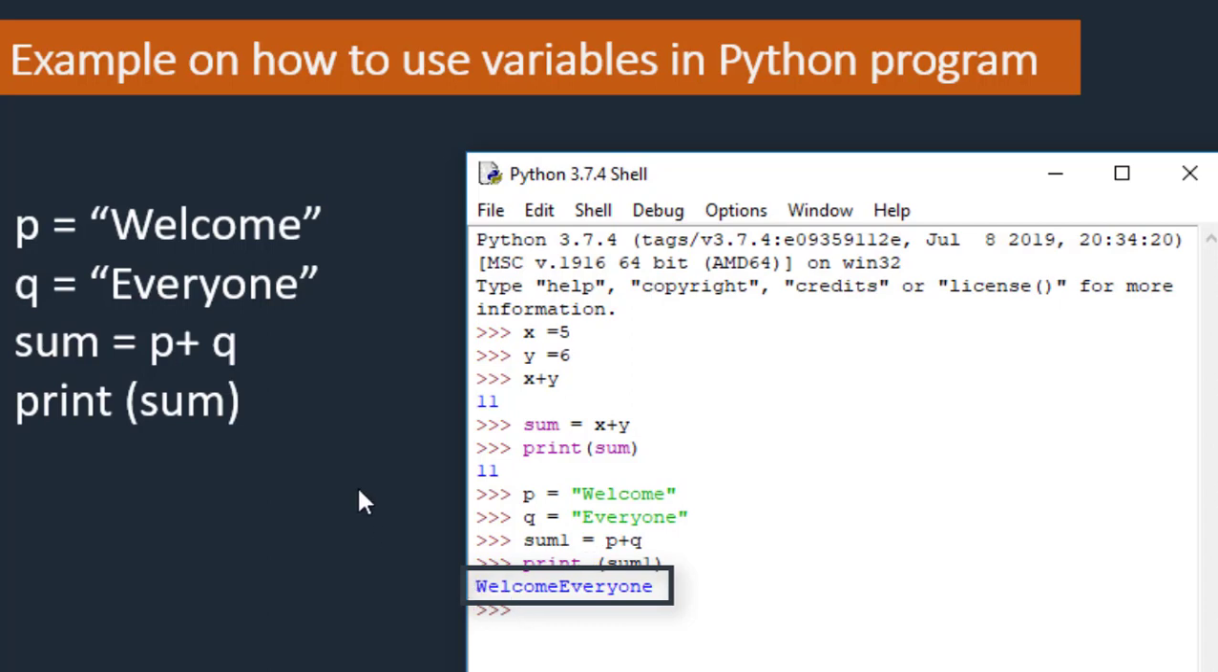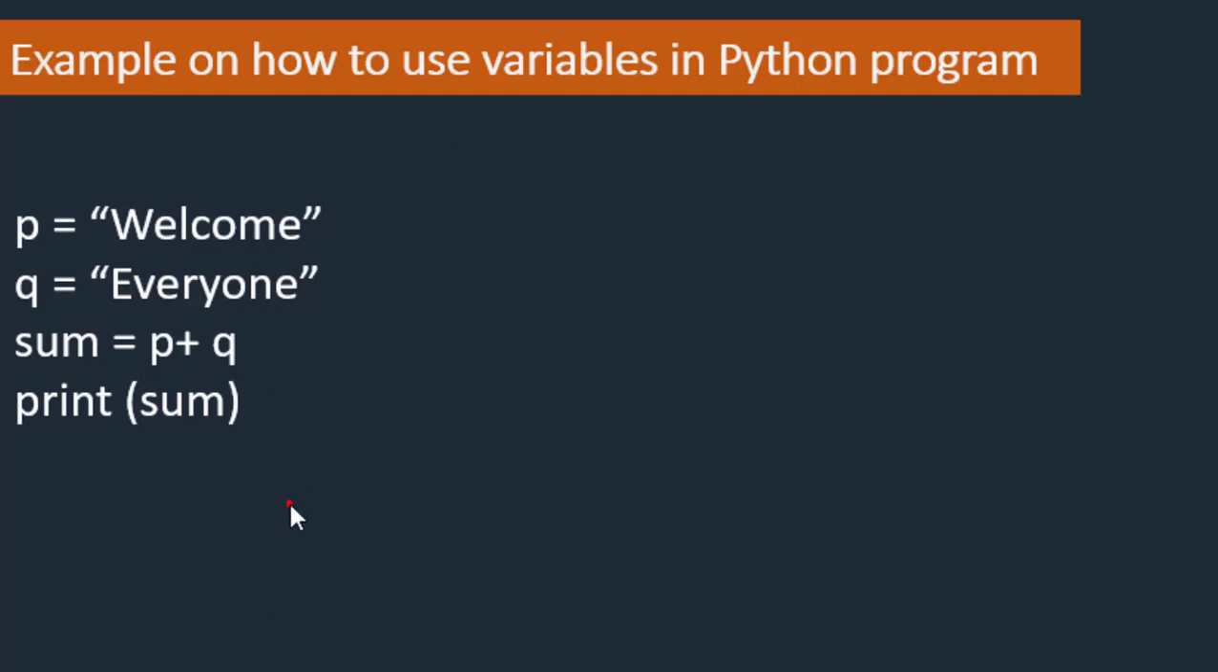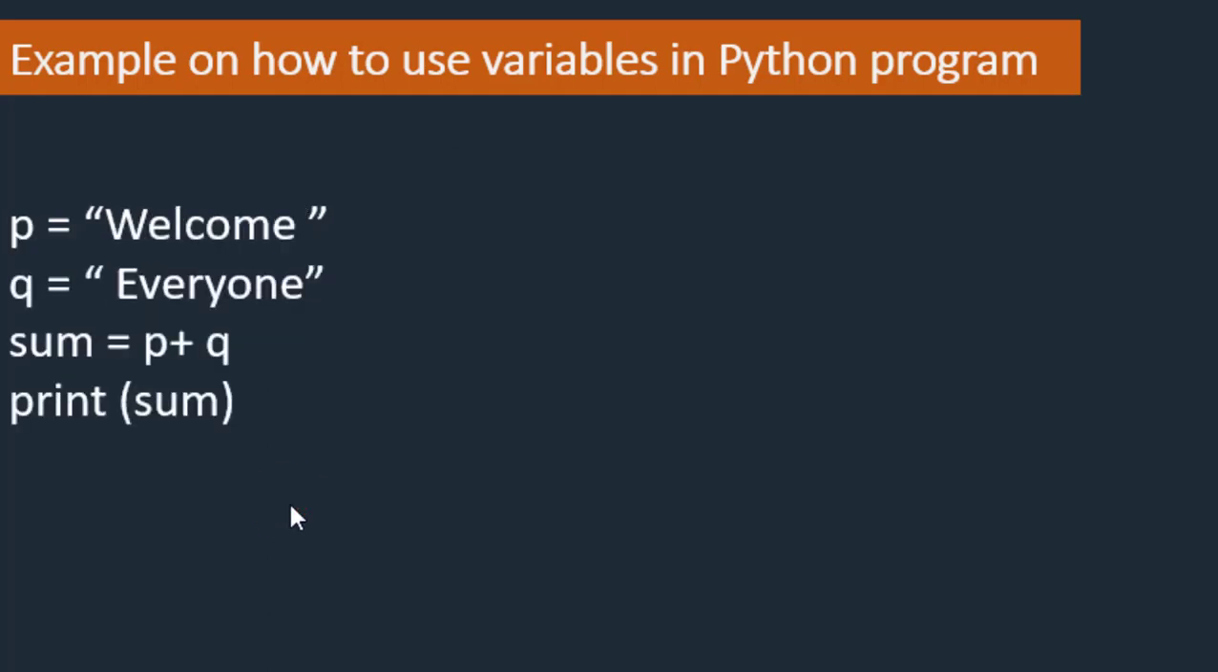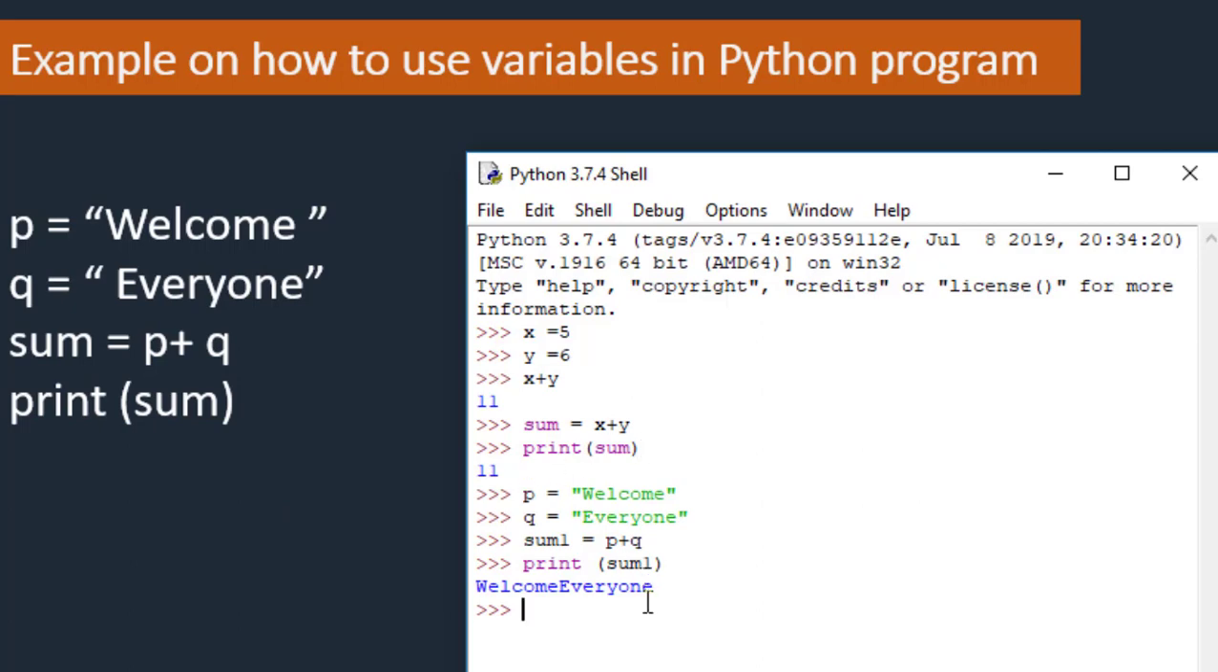I mean these two texts, like welcome space everyone. We'll see one example. So what I have done is a little tweak. I provided a space after welcome and before everyone. I mean you can use any one of them. For example, you write p equal to "welcome " and then space. This space will be counted while printing.